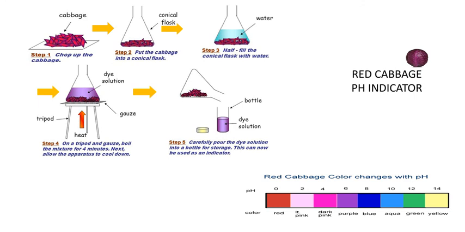You can add a few drops of that dye solution to any substance and use the color chart to determine whether that substance is an acid or a base, and how strong or weak that acid or a base is. We are now done with the entire section on acids and bases.